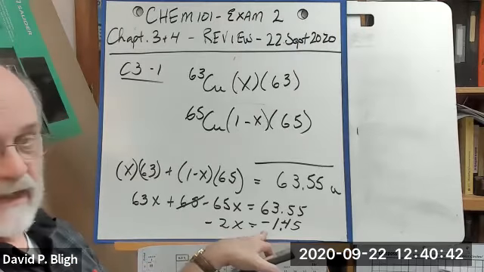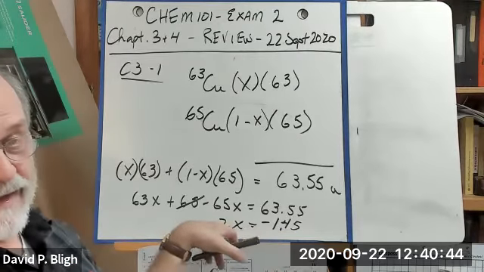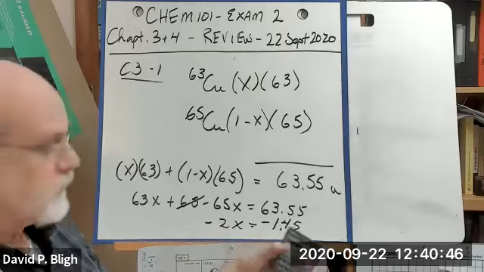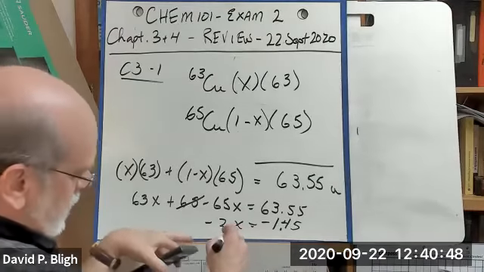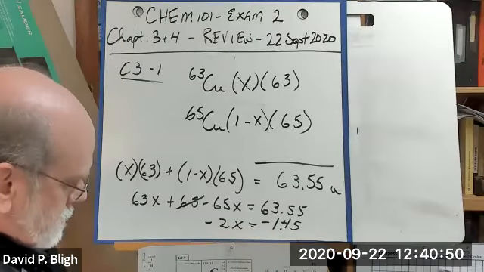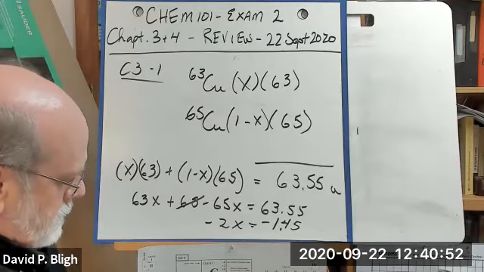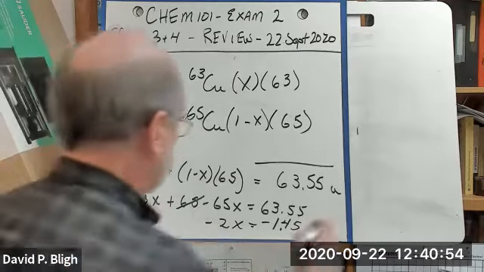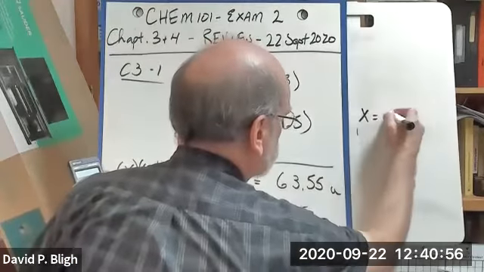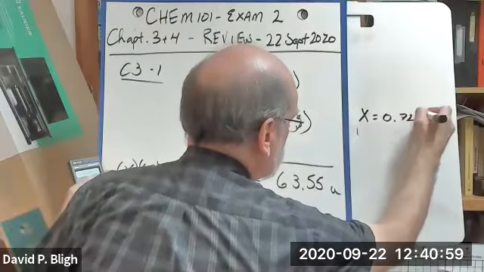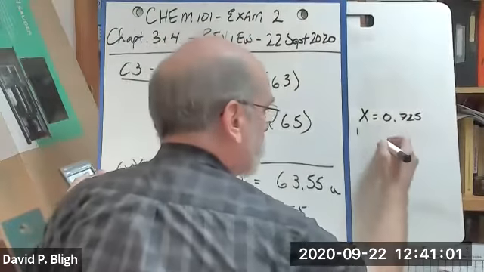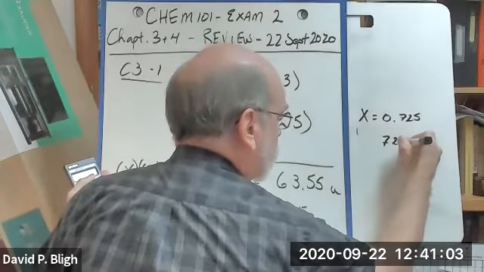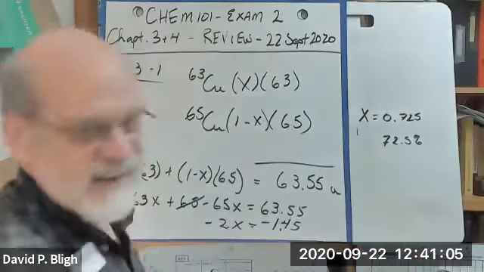That's a negative, that's a negative. So when you divide both sides by a negative 2, your value becomes positive. And this was 0.725. So x equals 0.725, or 72.5%.